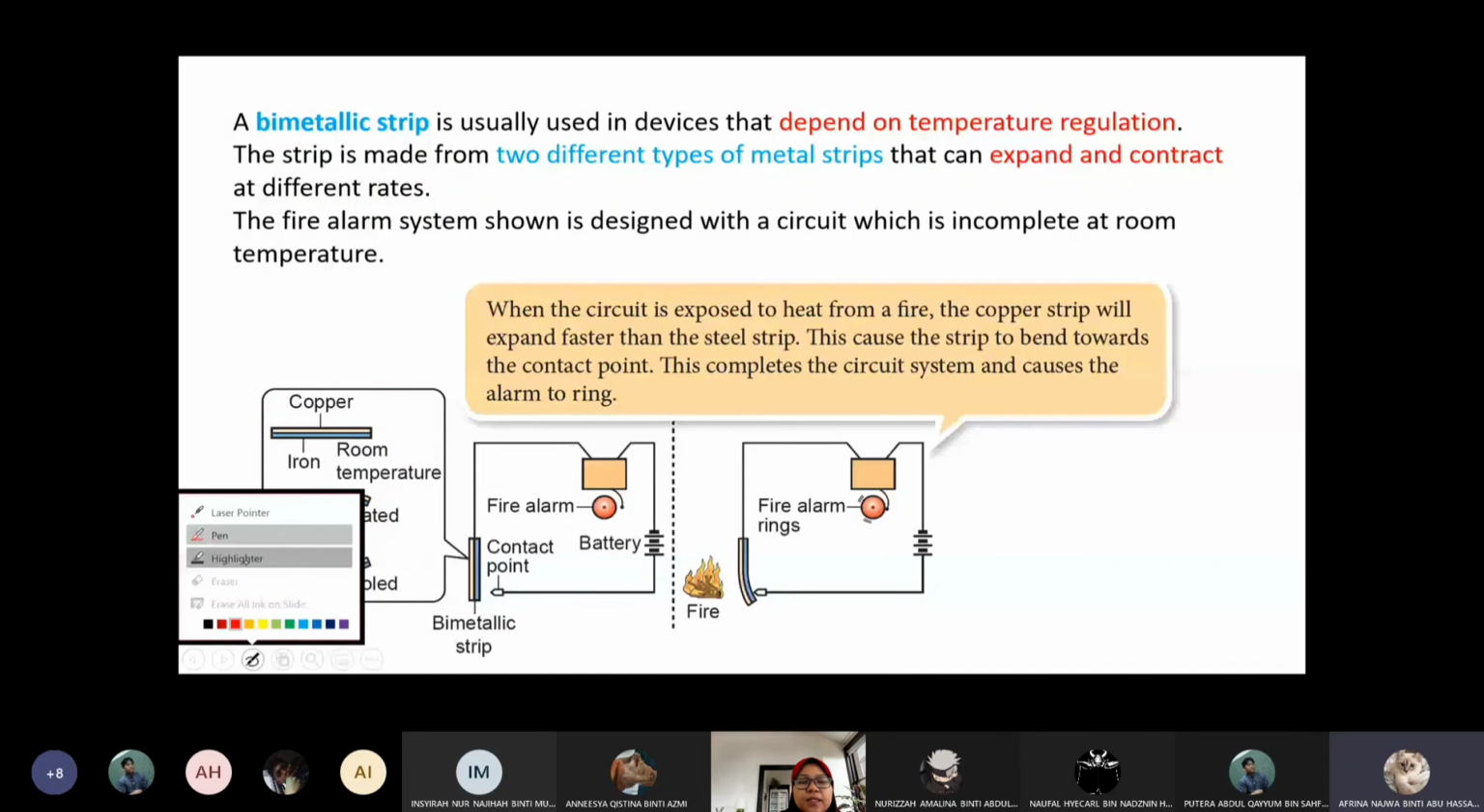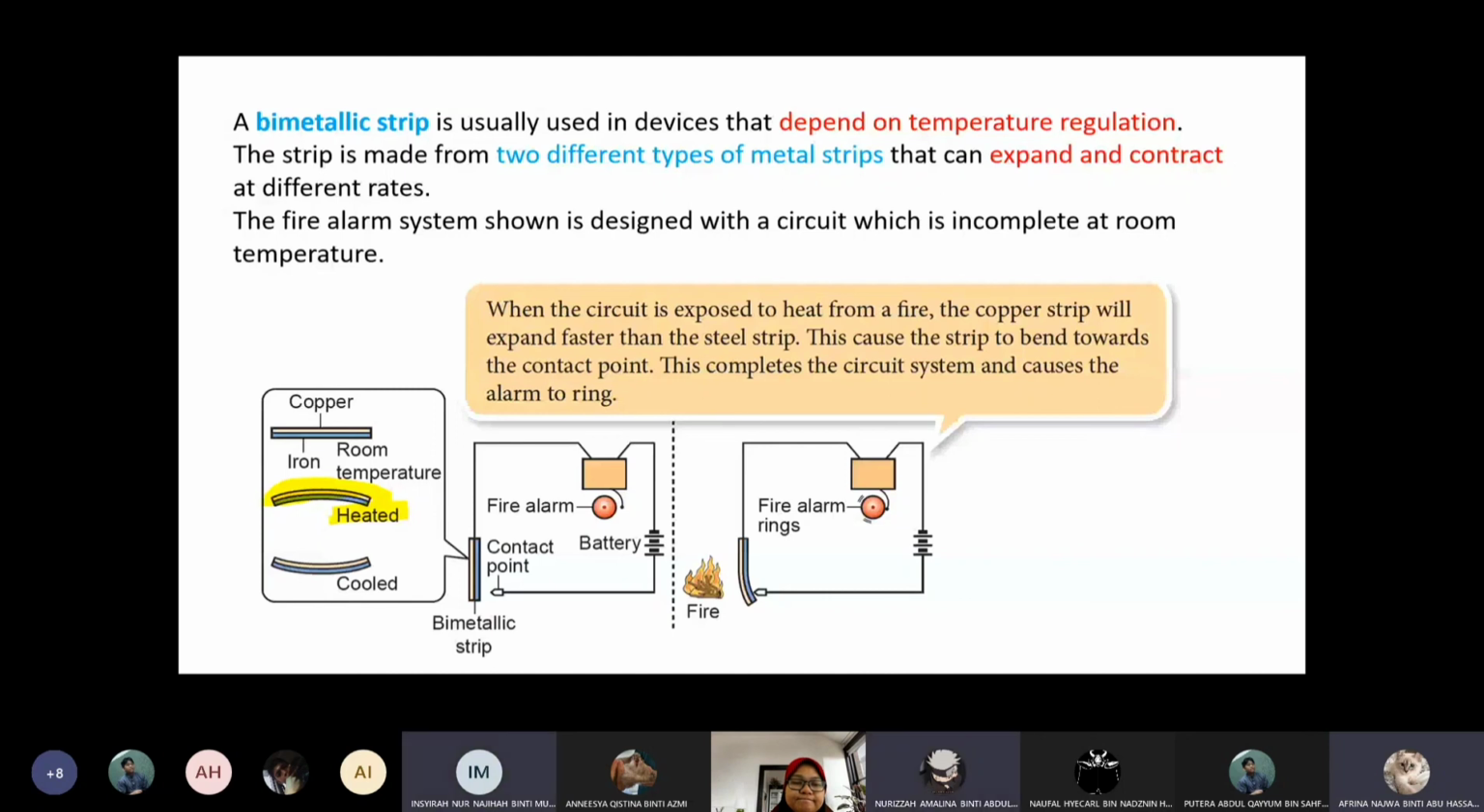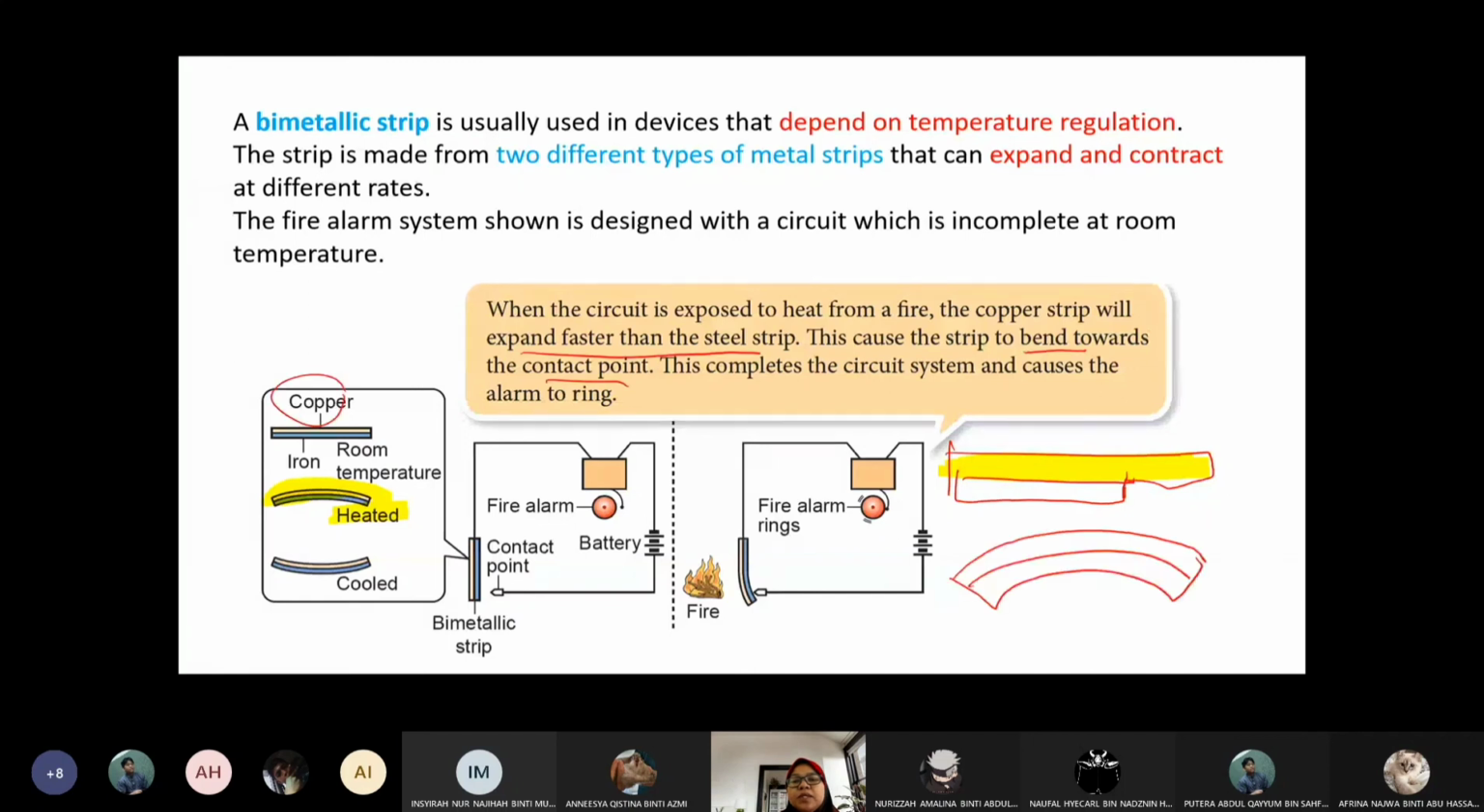What do you see here? Which one is more bent? Which one expands more? Copper or iron? Copper. How does it bend? Because copper expands faster than the steel strip. So that causes the strip to bend towards the contact point.